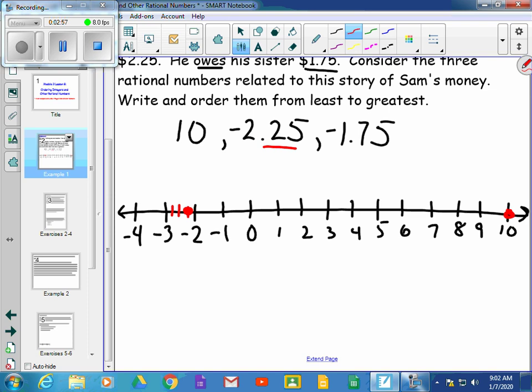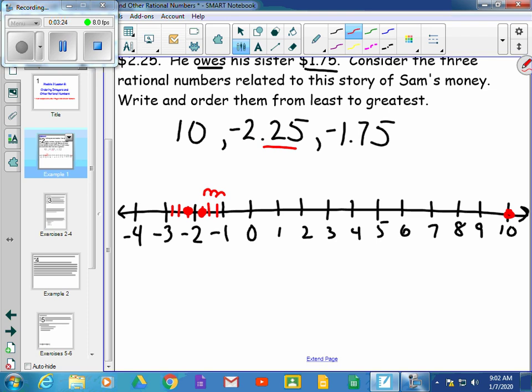Negative 1.75 is going to be between negative 1 and negative 2. I'm also going to split it up into 4 equal pieces. Starting at negative 1, I'm going to go to the left one space. That's going to be negative 1.25. Another space is negative 1.5. And then the third space is negative 1.75.